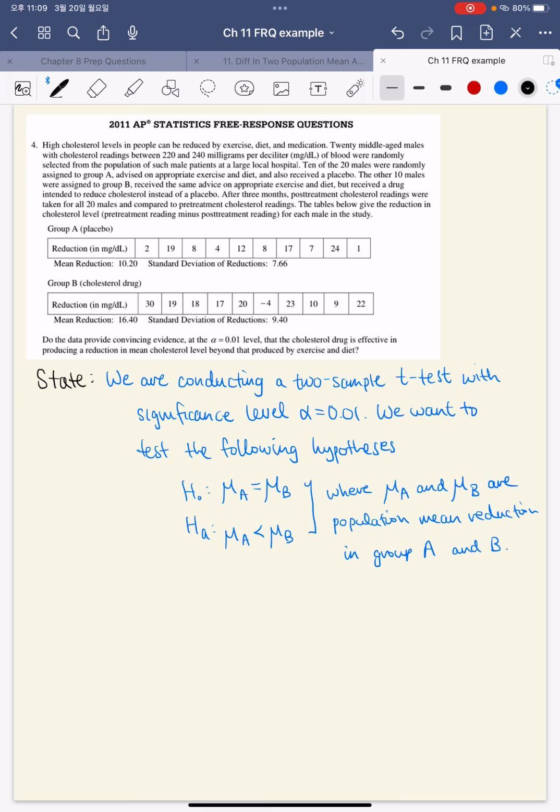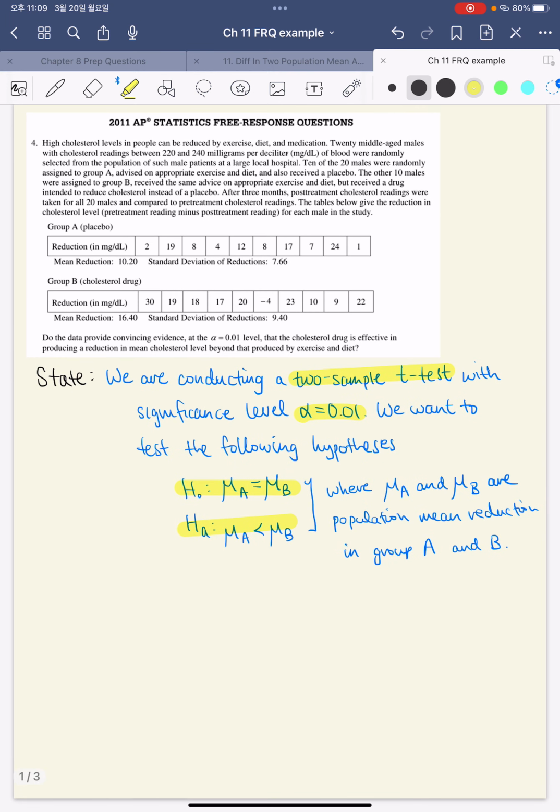So right now there are 3 things that you need to say, which is you need to talk about which test you're conducting. So in here we said we're conducting a 2-sample t-test, so that's good. And then we talked about the significance level that we're working at. And then we need to talk about the hypothesis, which are these ones. So we're hitting all 3 check marks for state. And then next one we have to do is plan. So for planning, we have to check 3 things.